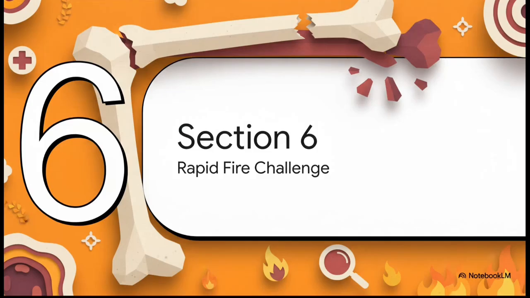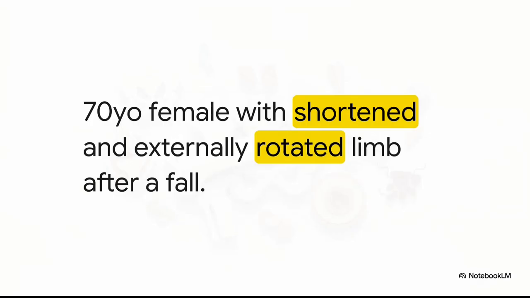All right, we made it to Section 6, the Rapid Fire Clinical Challenge. Let's see what you've retained. Here is your clinical vignette. Read it carefully. This is the exact type of scenario you're going to see on the wards and on your board exams. Take 5 to 8 seconds right now and formulate your spot diagnosis based on her age, the mechanism of injury, and precisely how that limb is positioned.